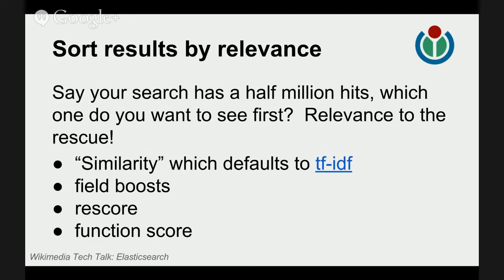So in that big long sentence, I said that Elasticsearch would sort results by relevance. That's pretty standard for search systems. Essentially, if you have 500,000 hits, you need to know which ones matter to you the most. And we have 4 stages of how relevance is calculated, and I will go through them.